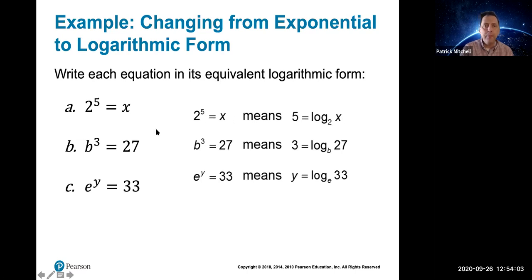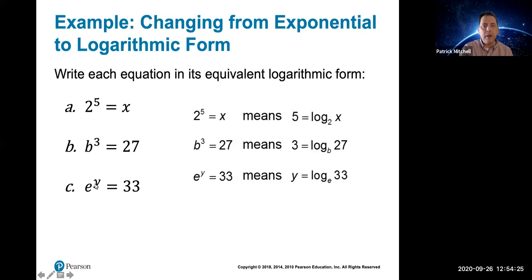Make sense? Next we have b to the 3rd equals 27. What is the base? The base is b. What is a logarithm? A logarithm is an exponent, and this exponent is 3, which means this logarithm is going to equal 3. 3 equals log base b of 27.